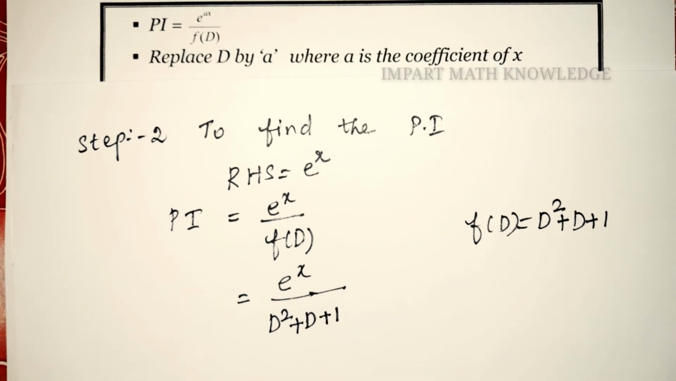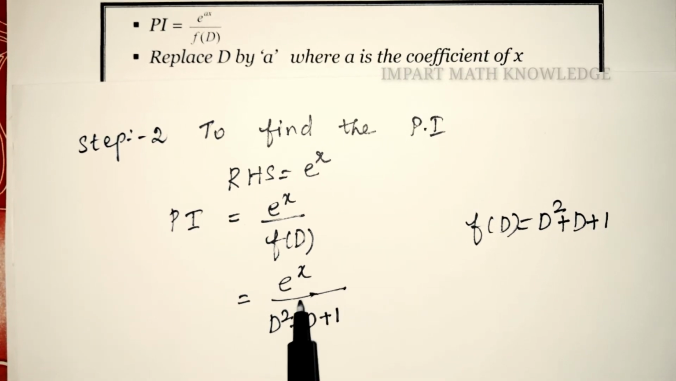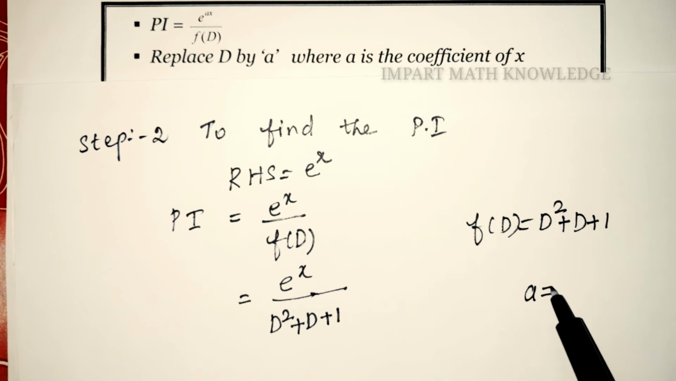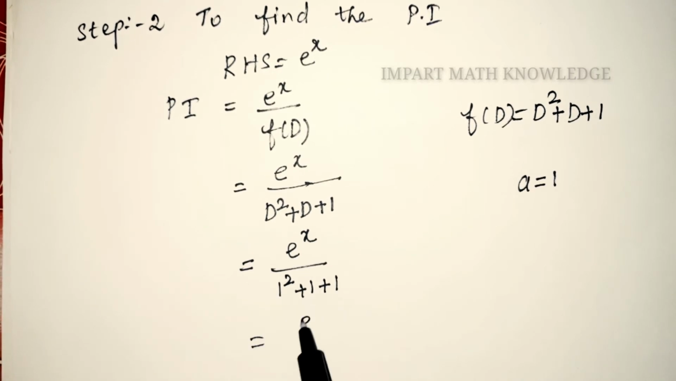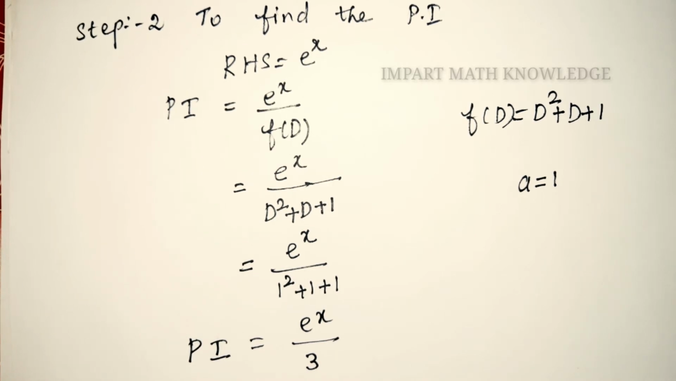Now, replace D by a. a is the coefficient of x. Here, the coefficient of x is 1. So, a value is 1. Now, replace D by a, a value is 1. Now, e power x divided by 3. The particular integral is e power x by 3.